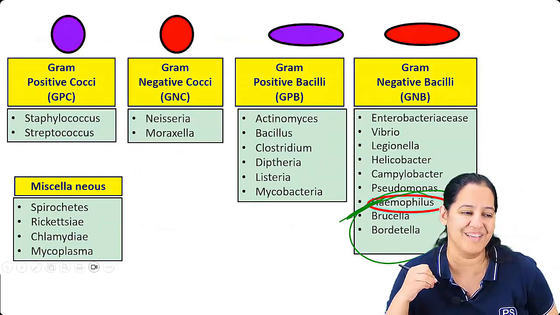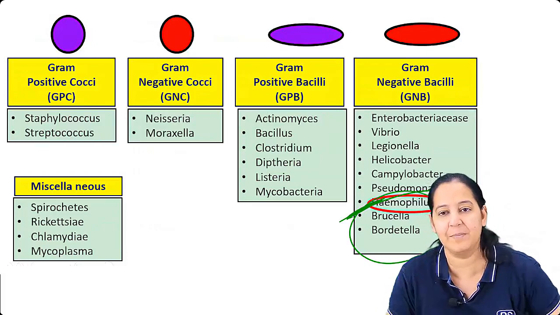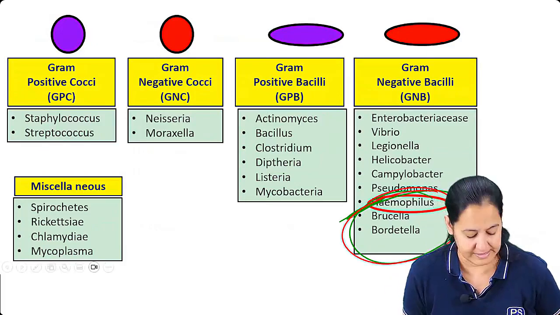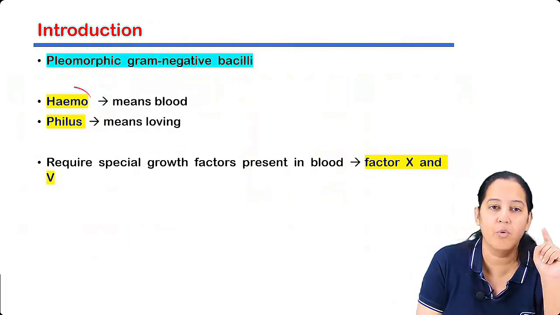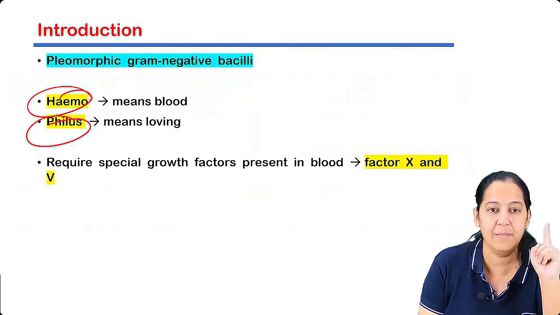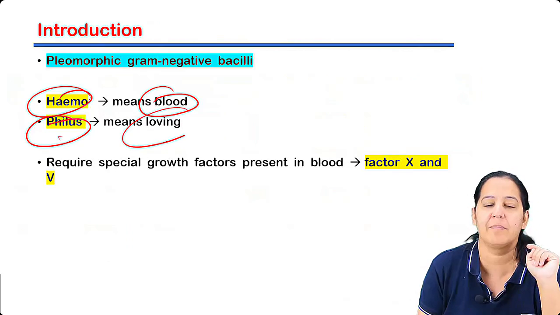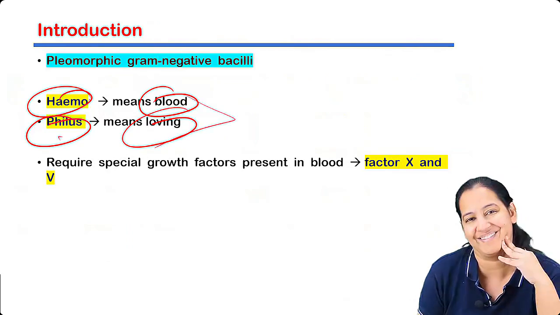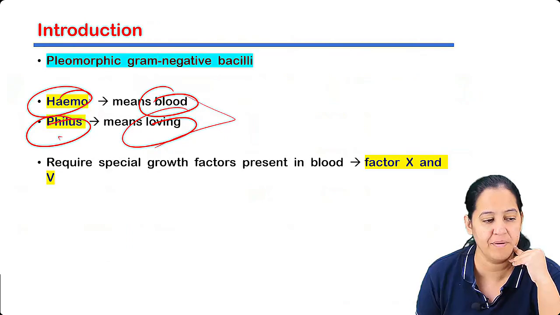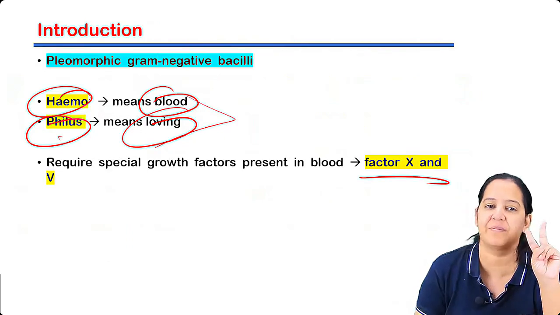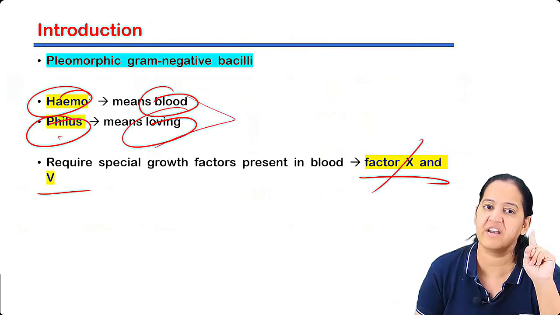3 more to go. Haemophilus. So the next bacteria is Haemophilus. Very easy. Let's start Haemophilus. The name has its meaning, split the name. Haemophilus. Haemo means blood and philus means loving. It's a blood loving bacteria. It loves blood. Without blood, it cannot grow. Why can it not grow without blood? Because it requires 2 factors which are present in the blood. In the blood, factor 10 and factor 5 both are present.